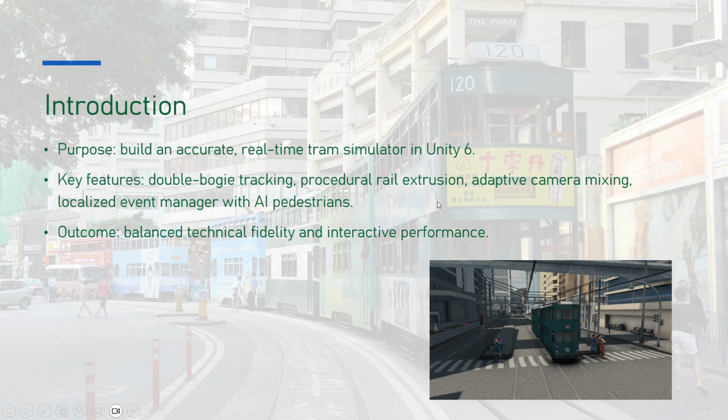The goal of this project was to build an accurate real-time tram simulator that captures the unique character and engineering challenges of the Hong Kong trams. Key features include a double bogie tracking system, procedural extrusion, adaptive camera mixing between cockpit, upper deck, and external views, a localized event manager with reactive AI precedence, and the final outcome successfully balances technical fidelity with smooth interactive performance.